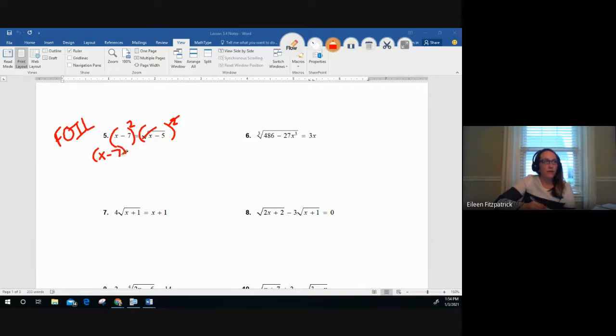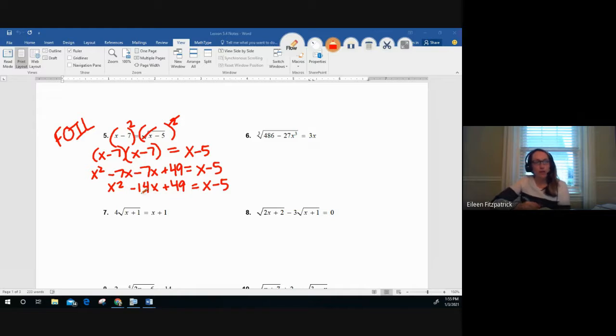So you have to write it out as x minus 7 times x minus 7 is equal to, and again, the square root and the square cancel, so you're left with x minus 5. When I FOIL over here, I'm going to have x squared minus 7x plus 49 is equal to x minus 5. Combining like terms, I have x squared minus 14x plus 49 equals x minus 5. Now, I know that this is quadratic, right? Because there's an x squared term and it's not going to be eliminated. It's not like I have an x squared on the other side that we'll subtract and eliminate.